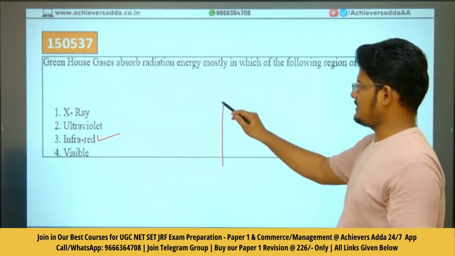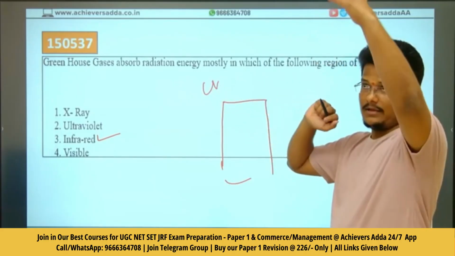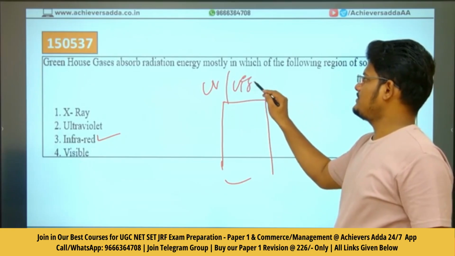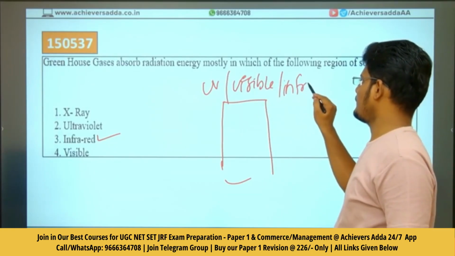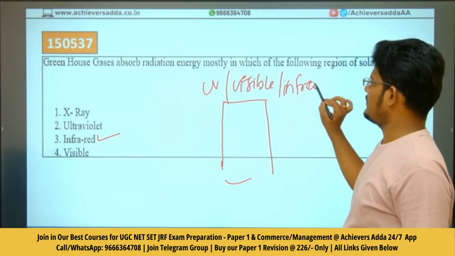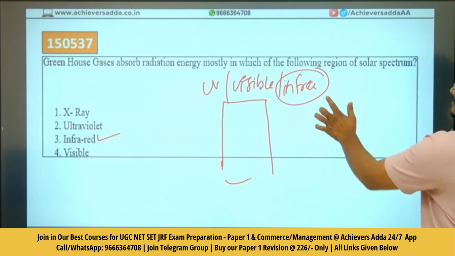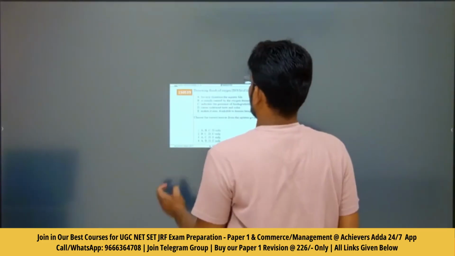Generally, from the sunlight, first UV rays will be there, and then visible rays. After that, infrared rays will be there. Here, greenhouse gases will be absorbing the radiation energy at this place. It's a type of three layers, simply to say.